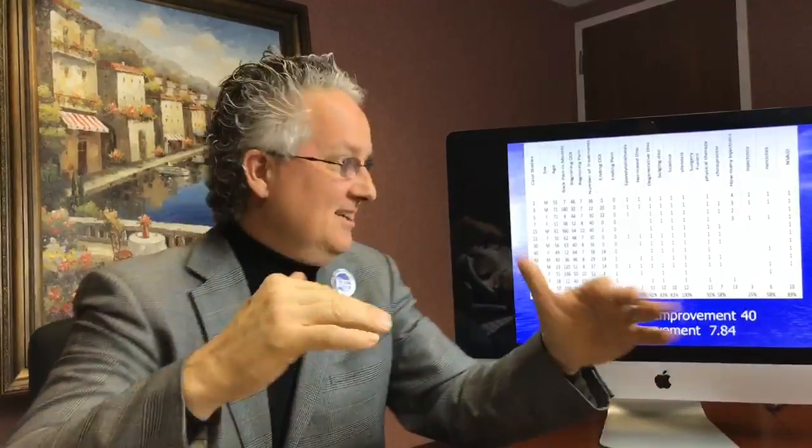So how much improvement? 8.6 years, patients had stenosis. How much improvement? 40. How much pain improvement? 7.84. That's a lot of numbers. I get it. Even I'm confused. This is outcome. Okay? These patients went through the therapy. This is the benefit. This is outcome.